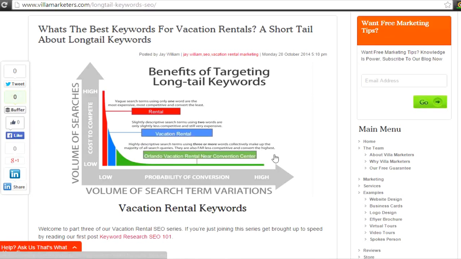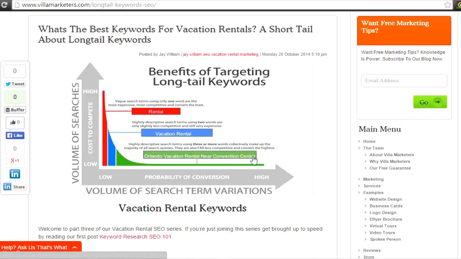You can use these keywords within your listings, within your descriptions, within your YouTube videos, within your website, and any piece of marketing material that you create online. This is the key to getting your piece of the market.